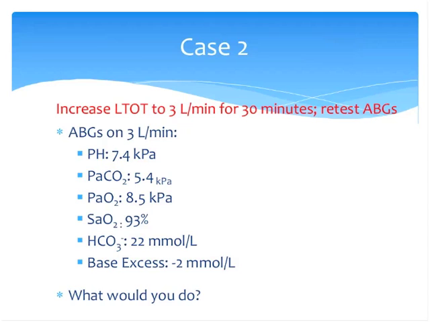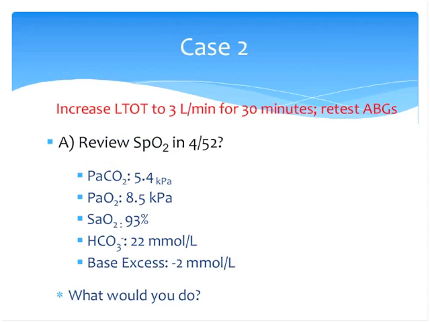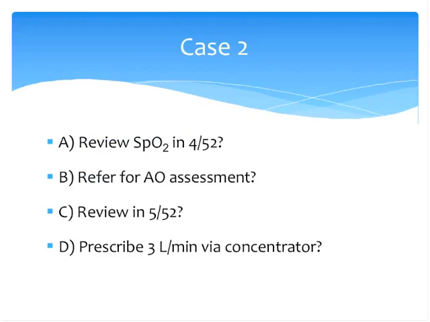So again, at this stage, what would you like to do? So your possible answers could be review the saturations in 4 weeks, refer for an ambulatory oxygen assessment, review the patient in 5 weeks' time, or prescribe 3 litres of oxygen via a concentrator. So again, type in your answers. Okay, so people are taking a while to think about this one. So again, we've got some coming through now. Appears to be a bit more agreement on the answer for this one.